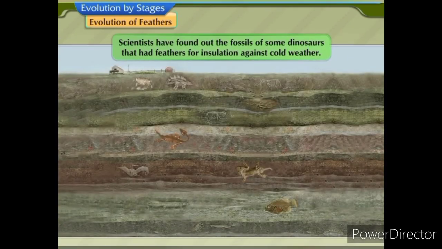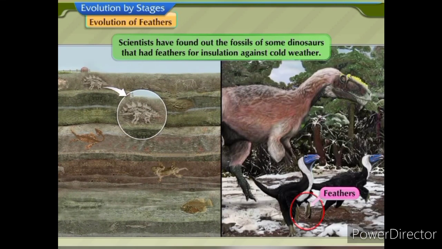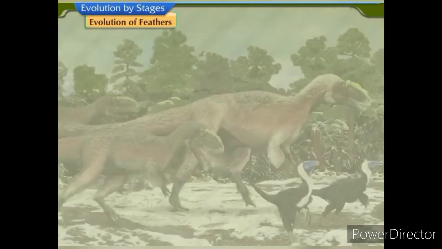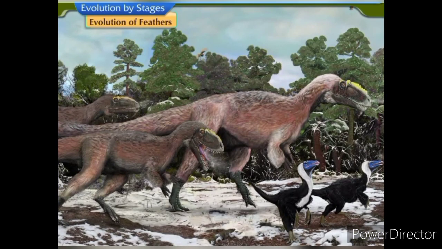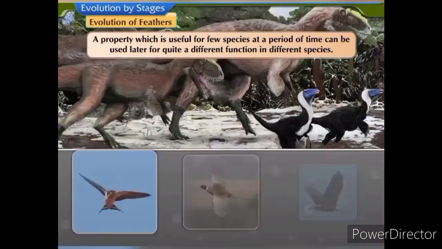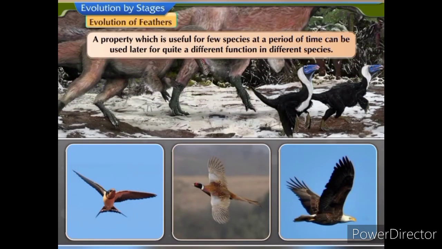Scientists have found fossils of some dinosaurs that had feathers for insulation against cold weather. Since the dinosaurs were reptiles, it implies that birds have evolved from reptiles. Thus, it can be said that a property which is useful for a few species at a period of time can be used later for quite a different function in different species.